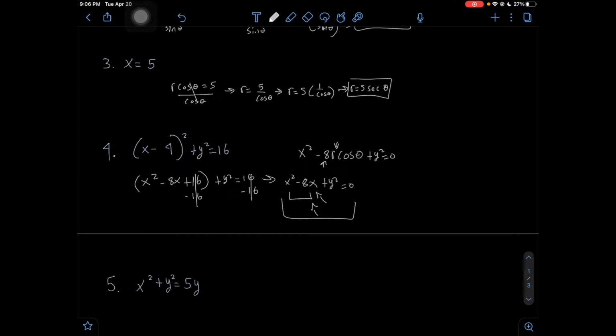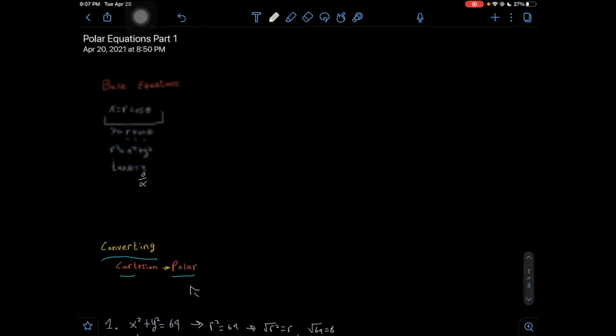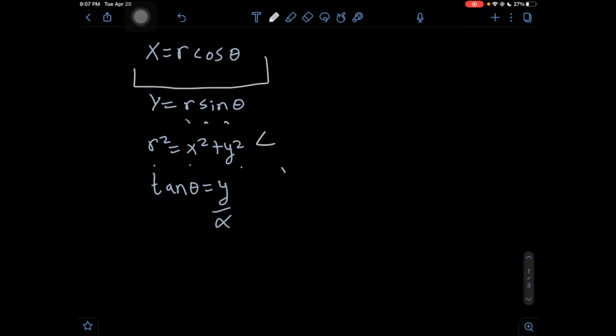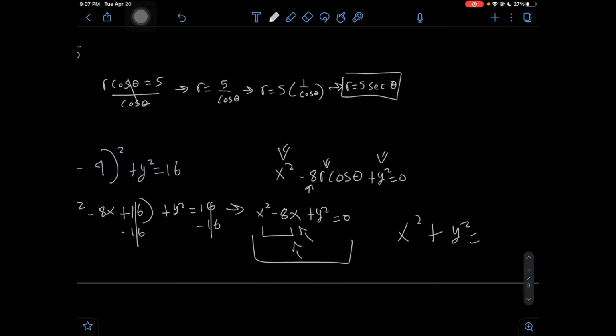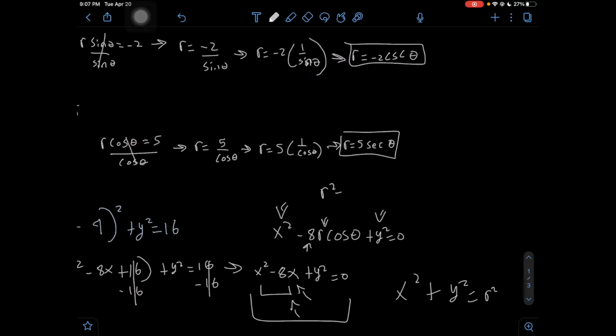Now we also know that in our equation, we have x squared right here, and we also have y squared right here. So we have x squared plus y squared, and as we know in our base equation, this equals r squared. That means we can just substitute this in for r squared. So this means we really have r squared minus 8r cosine theta equals 0.